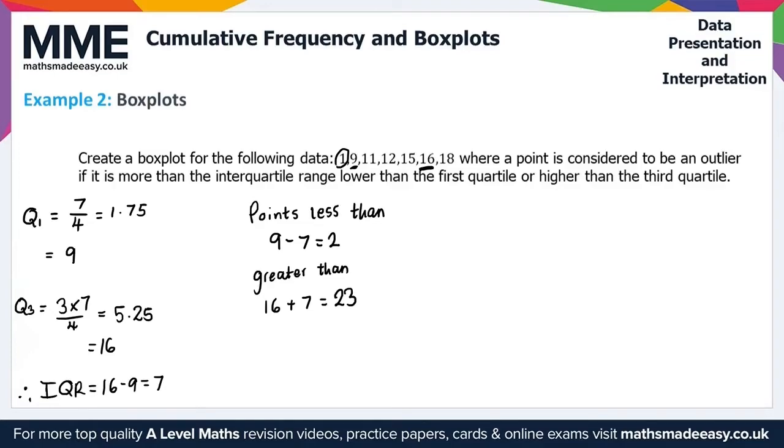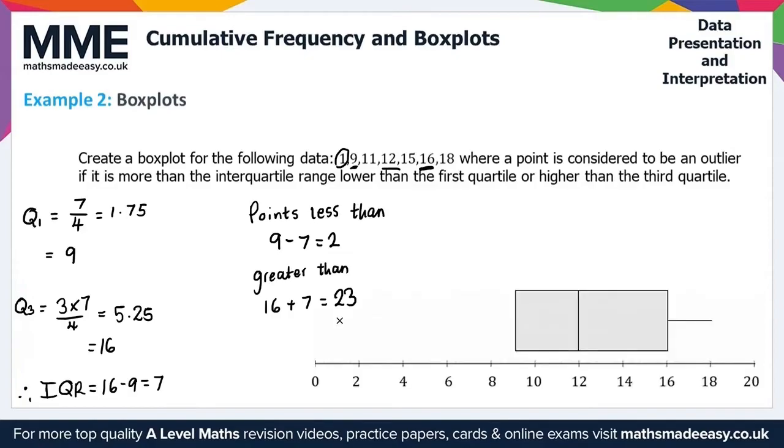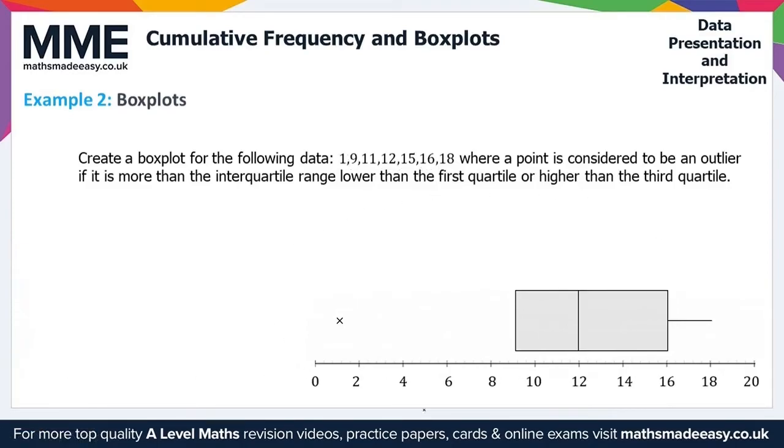The lowest non-outlier value is 9, and the highest non-outlier value is 18. And finally here, the median is 12. So if we put all of that together, what you should obtain is a box plot that looks like this here. So I just get rid of the ink here, just so you can see clearly. You should get something that looks like this.